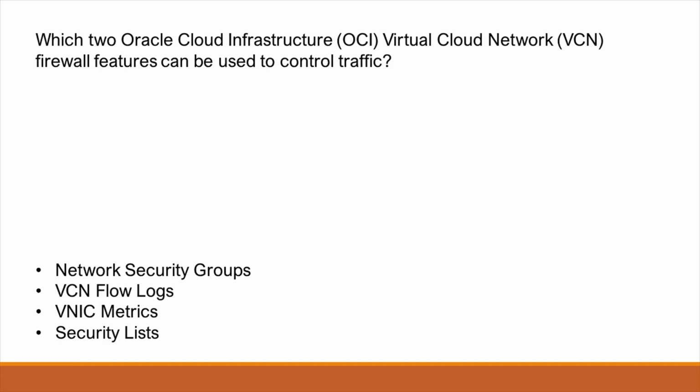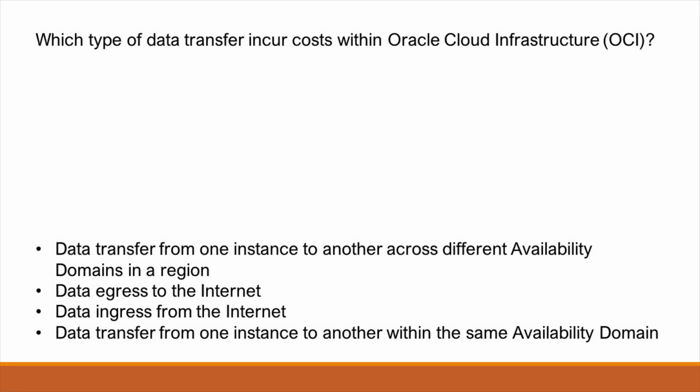Let's talk about this question: which two Oracle Cloud Infrastructure, OCI, Virtual Cloud Network, VCN, firewall features can be used to control traffic? Options we have for this question are: network security groups, VCN flow logs, VNIC metrics, security lists. Correct answer for this question are option 1, network security group, and option 4, security list, because these are the only networking services components which provide firewall feature to control traffic for VCN.